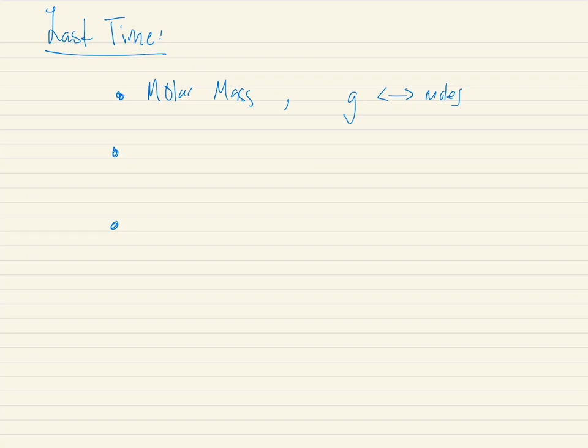What was another one that we had? We had Avogadro's number, right? It was the molar mass. And Avogadro's number was equal to what? 6.022 times 10 to the 23. And what were the units for Avogadro's number?